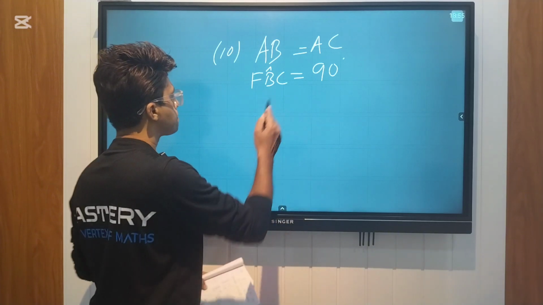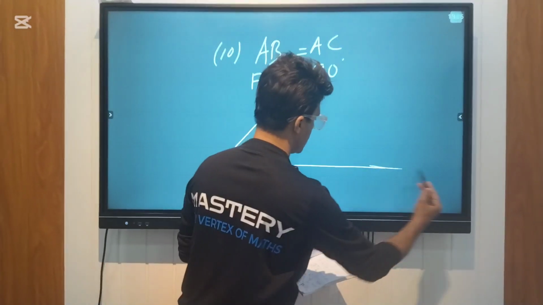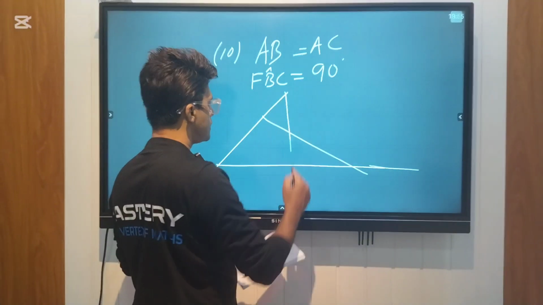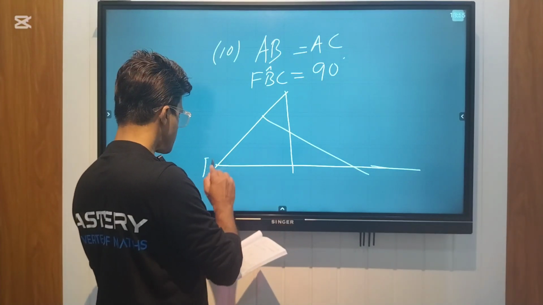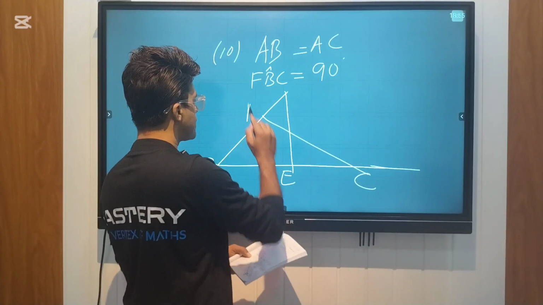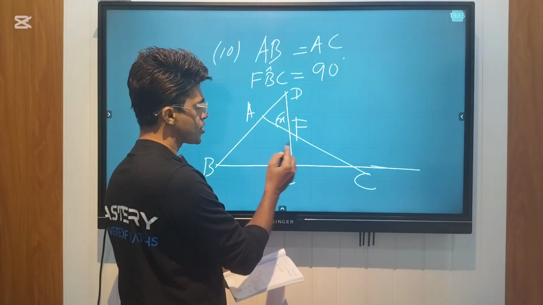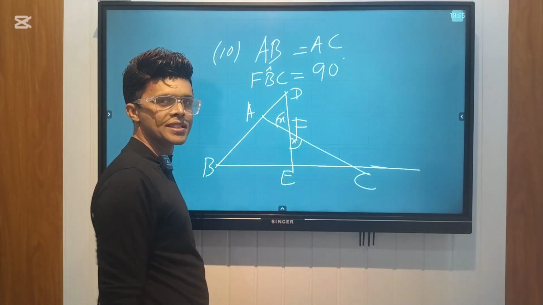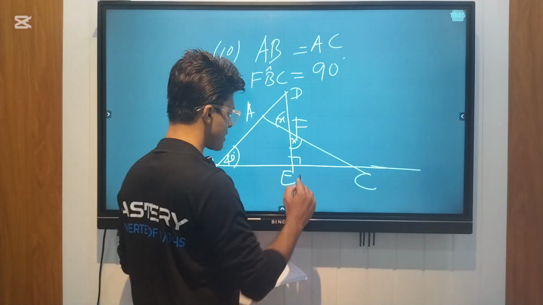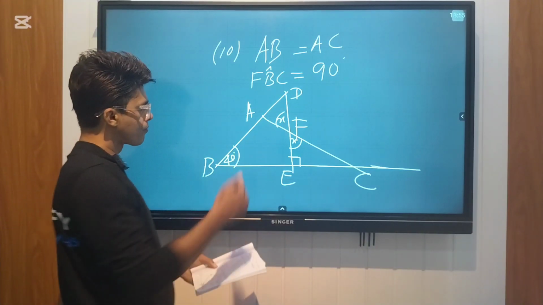Yes, angle AFD. This is the diagram. This type of diagram. This is B, this is E, this is C, A, F, D. Given data, this is X. If this is X, you know that this one also should be equal to X, vertically opposite angles. That's the first thing.